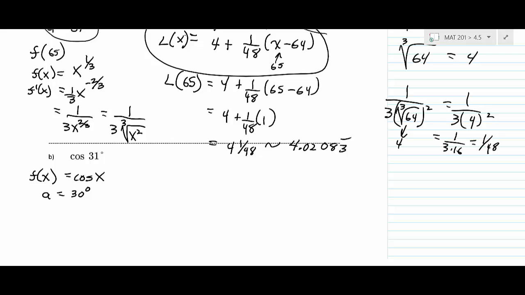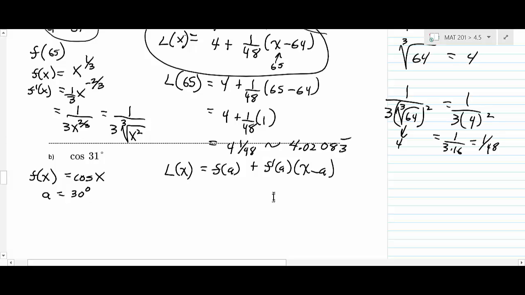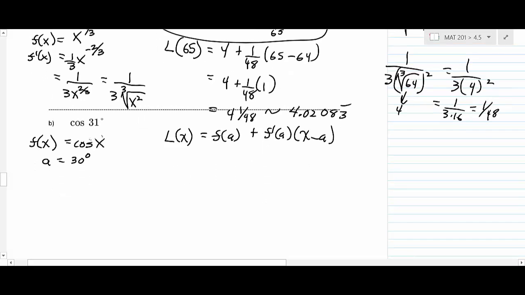Okay, that's the idea. Okay, so let's write down the formula again. So L of x is equal to f of A, and A is going to be 30, something we know, plus f prime of A, and then x minus A like that. Okay, so let's go ahead and just kind of figure out everything on this then. Well, we need to do the derivative. So f prime of x, what's the derivative of the cosine? Negative sine x, good.